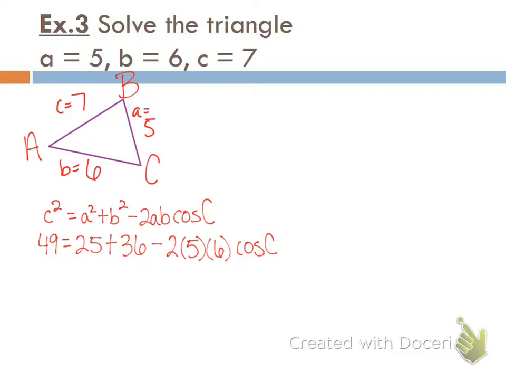I want you to be super careful when you are simplifying these and trying to get C alone. So, of course, we can simplify this by adding 25 and 36. We would get 61 minus 2 times 5 times 6 is 60 cosine C. Now, if our goal is to get angle C alone, what do you think we should do next?